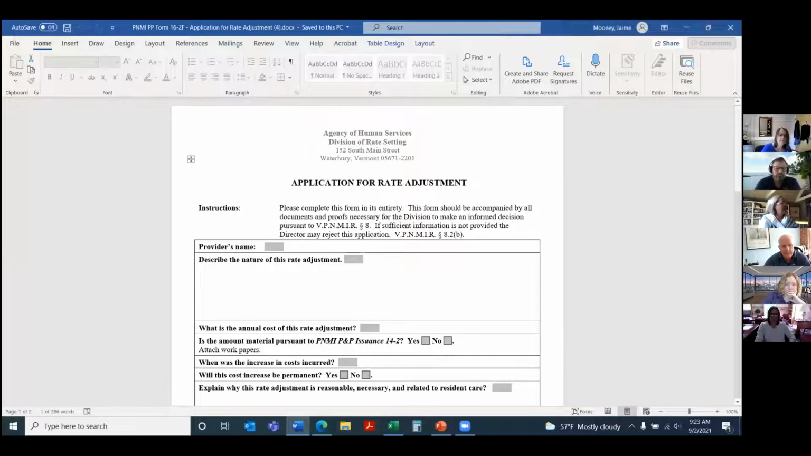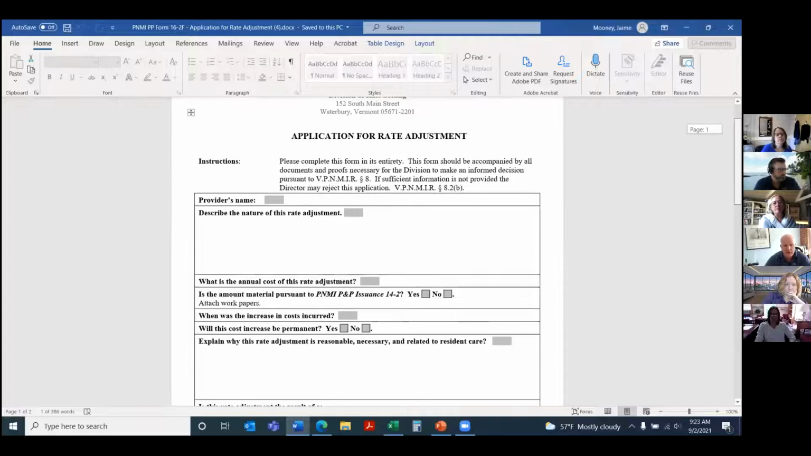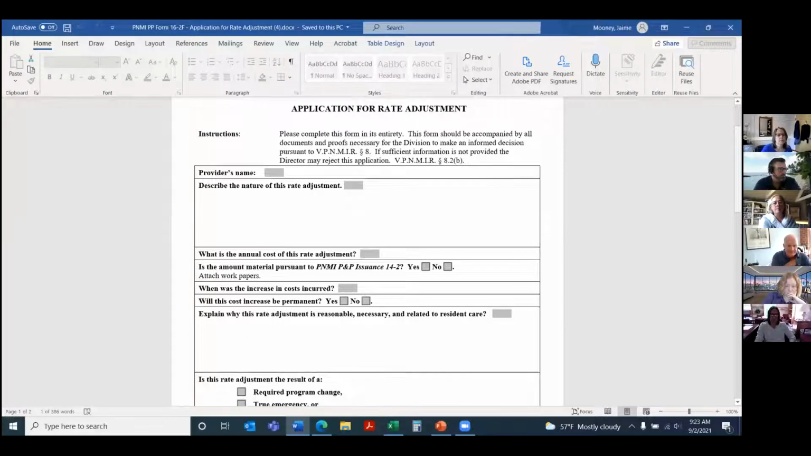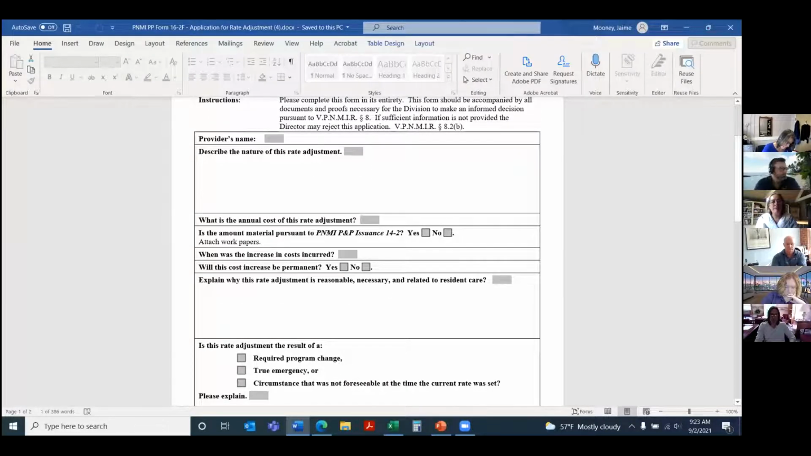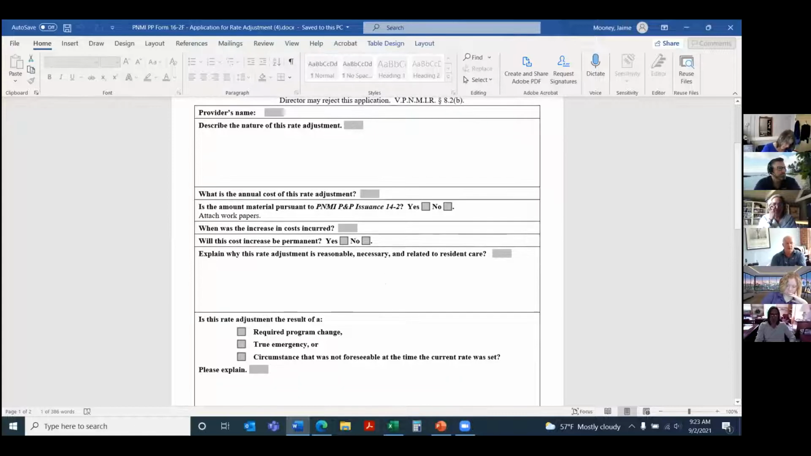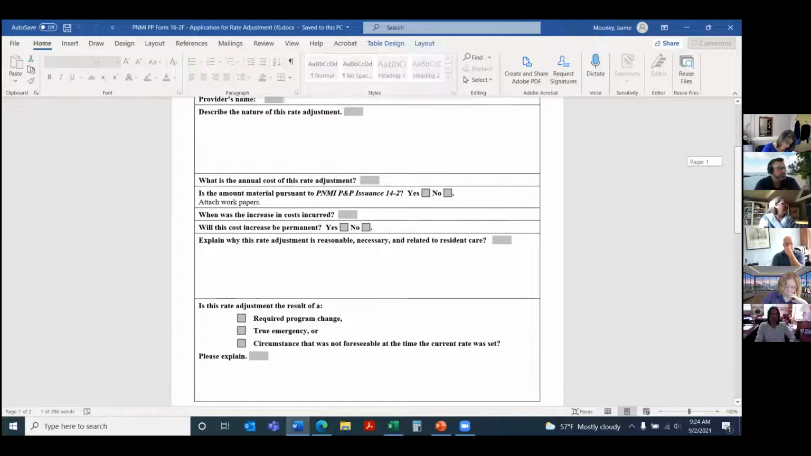Okay, so this form is the original one. This is the application for rate adjustment. This should always be submitted to the division whenever a program would like to request a rate adjustment. So with this, we have the provider's name needs to be put in here. Also describe the nature of this rate adjustment. It's good to put as much information as you can in there so we can understand what is being asked.